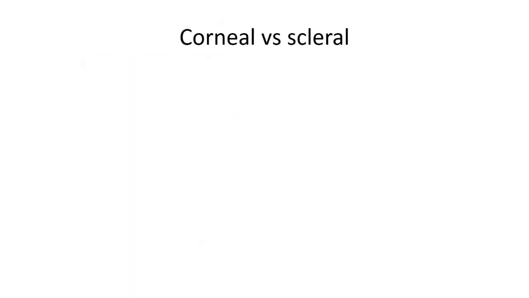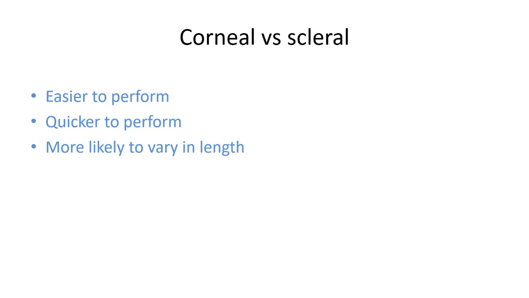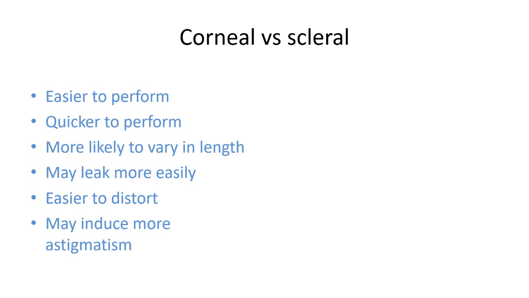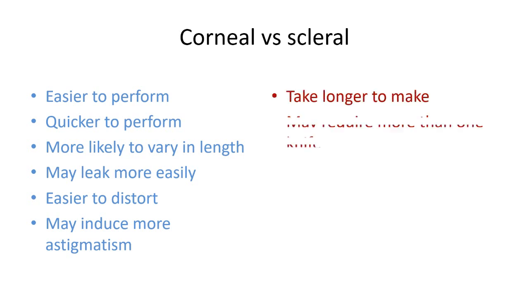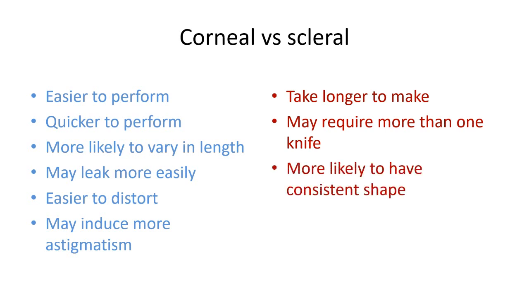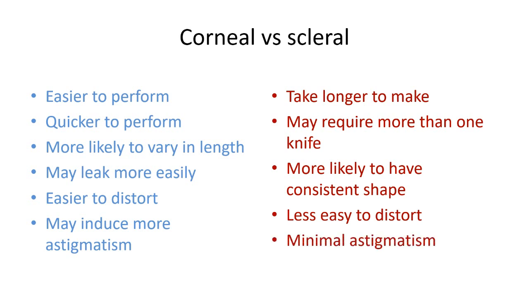So how do corneal and scleral incisions compare? Corneal incisions are easier to perform, they're quicker to perform, they're more likely to vary in length, they leak more easily, they're easier to distort, and they may induce more astigmatism. Scleral incisions, on the other hand, take longer to make, may require more than one knife, are more likely to have a consistent shape, but they're less easy to distort, and they induce minimal astigmatism because they are further from the visual axis.